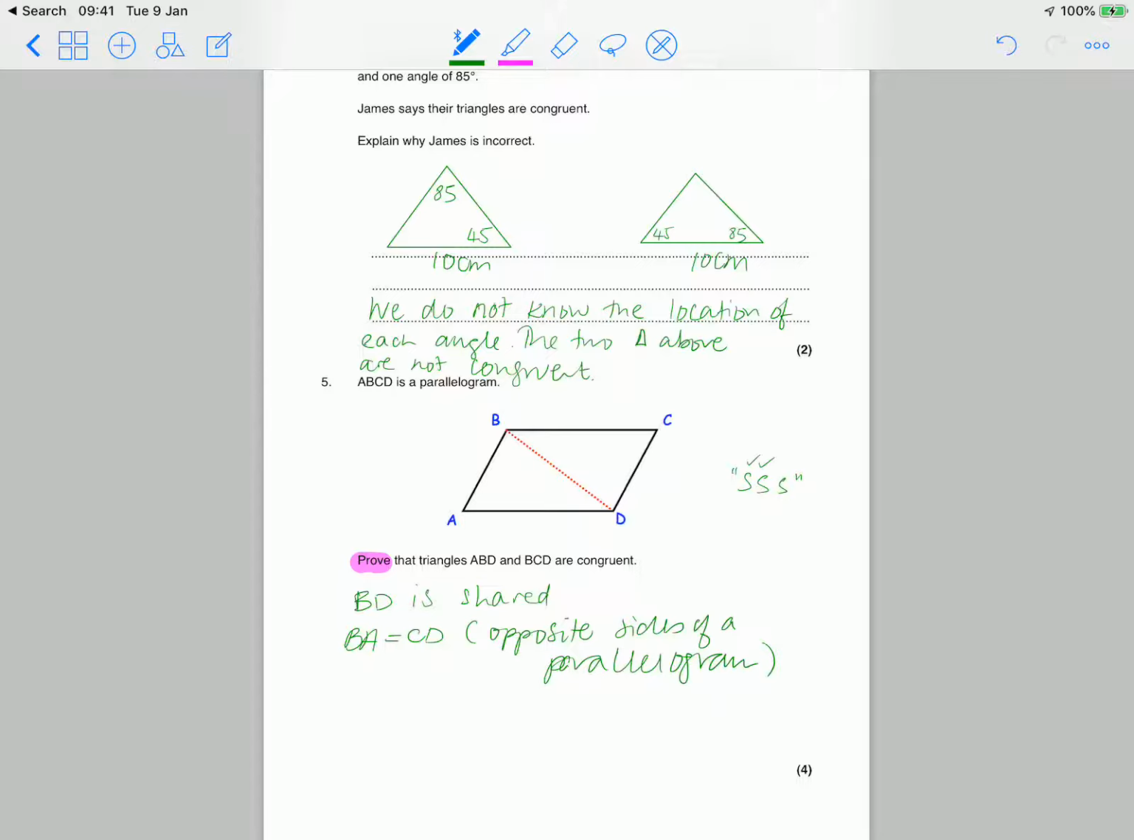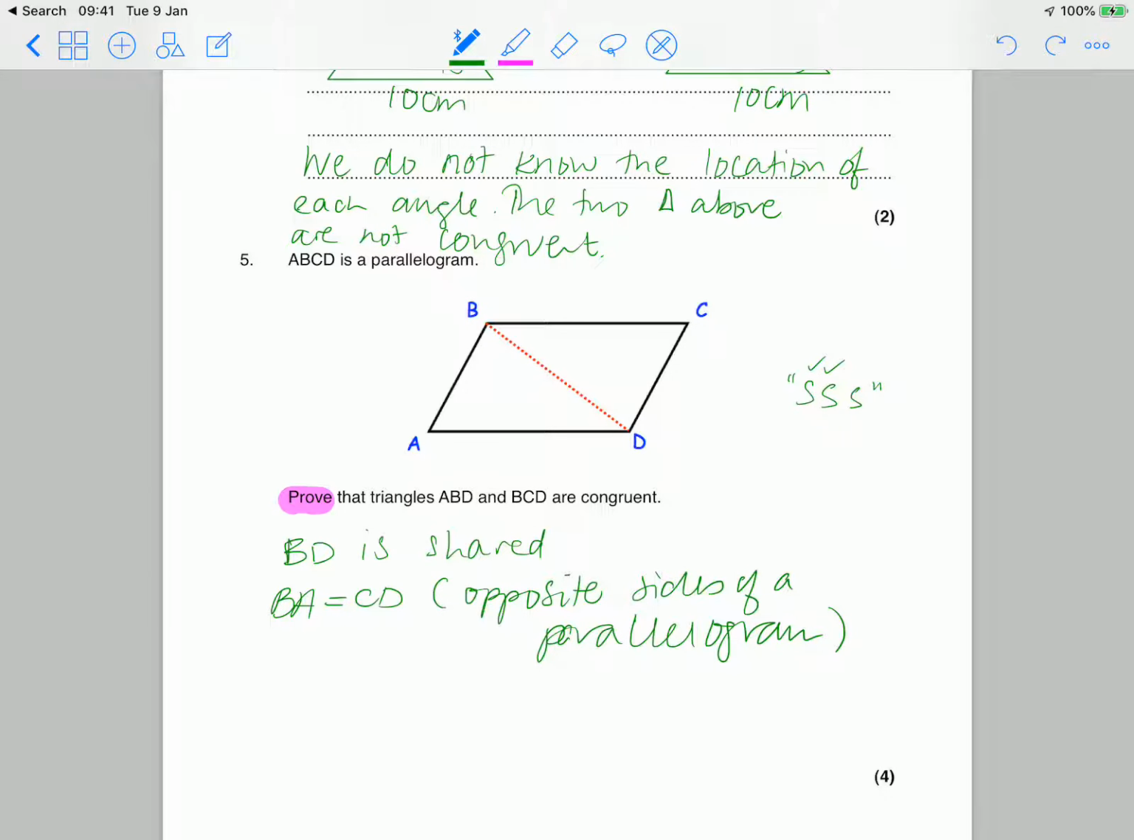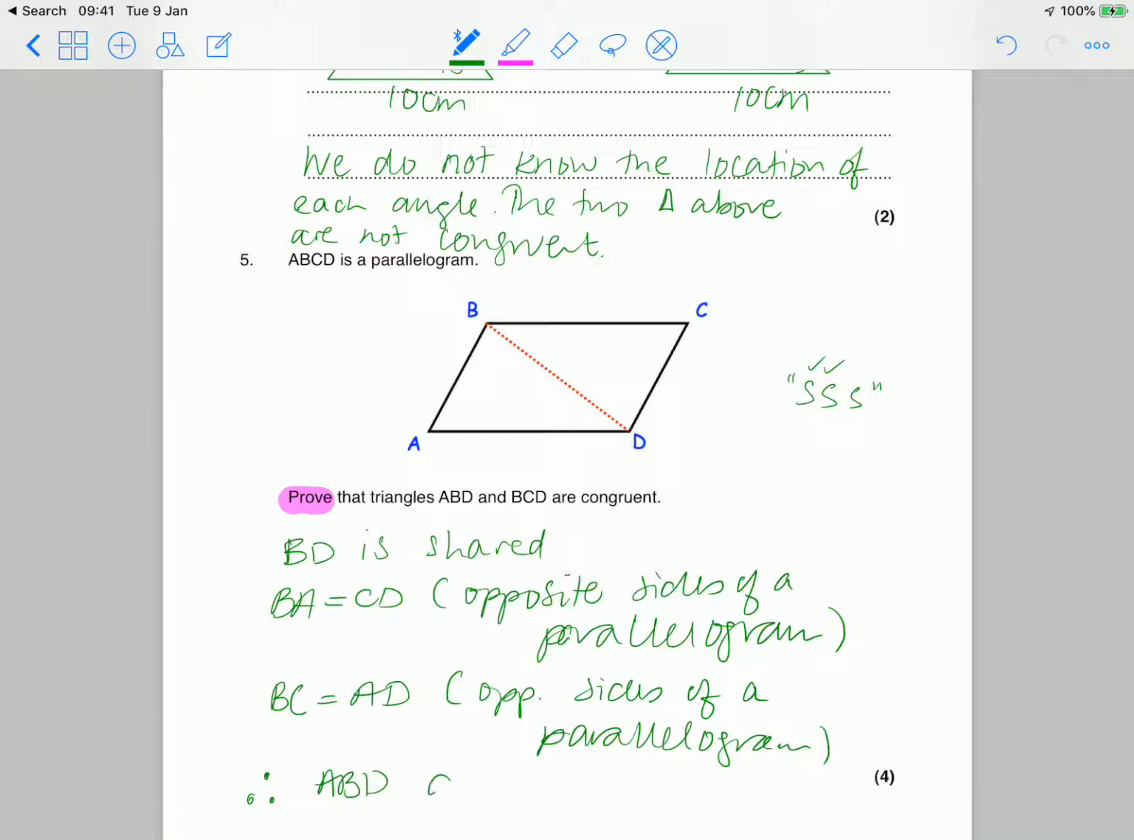So I've proven side BD, I've proven BA is the same as CD, and then for the last and third part of my triangle, BC here and AD here. And again, because of the properties of a parallelogram, I can say that they are the same. So BC equals AD, opposite sides of a parallelogram. Therefore, ABD, the one triangle, and BCD, the other triangle, are congruent due to side, side, side. One of the conditions of congruency.